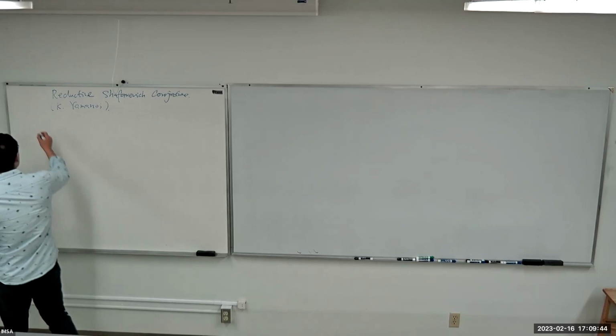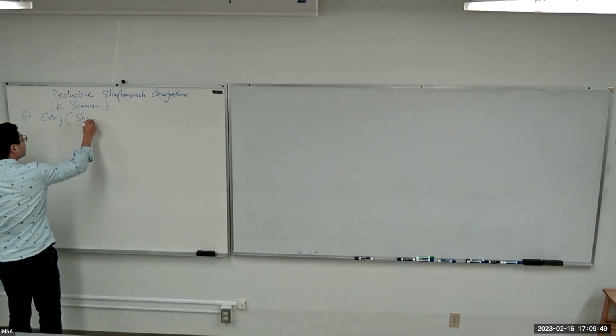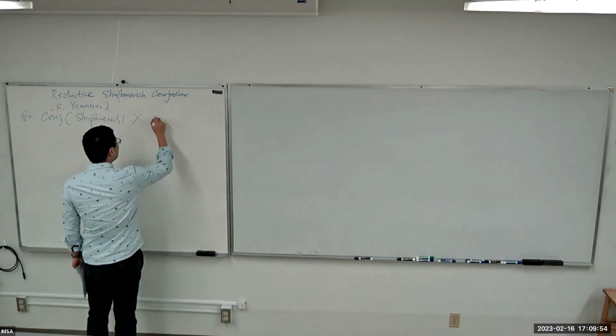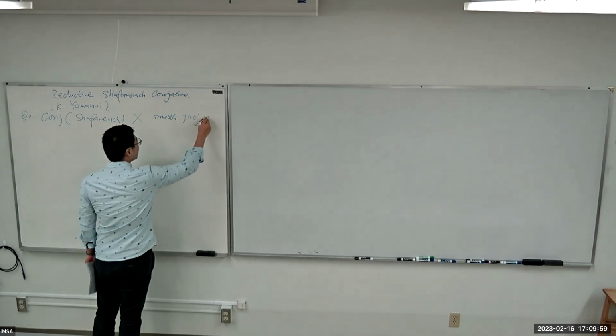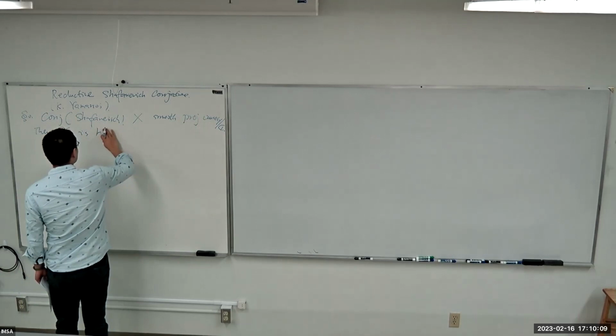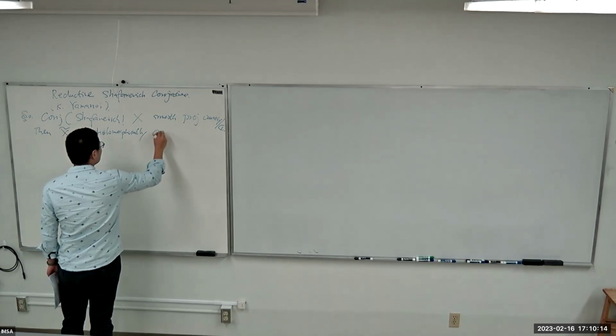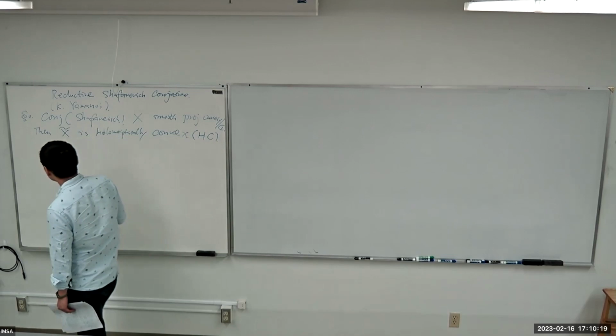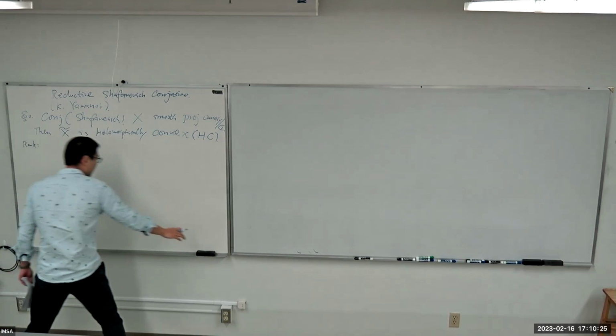Okay, so let me first recall the Shafarevich conjecture. So the statement is very easy. Let X be a smooth complex projective variety over C. Then the universal covering is holomorphically convex. So let me recall the definition of holomorphic convexity.